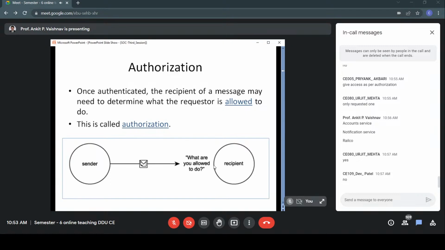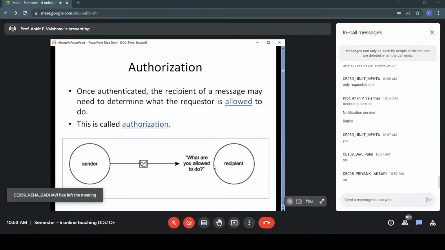Yes and no. What about others? Okay, Priyank is saying no as well. Okay, in terms of SOA, what we have is a loosely coupled architecture, if you remember, right? So services do not remember what you are allowed to do. I think you will agree to that, Dev and Priyank.